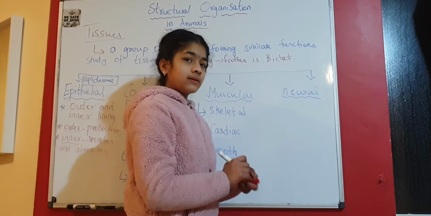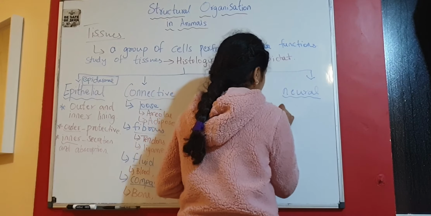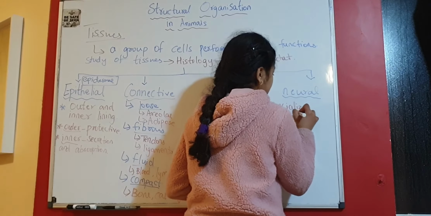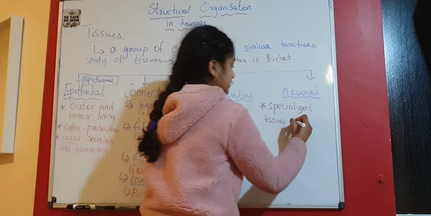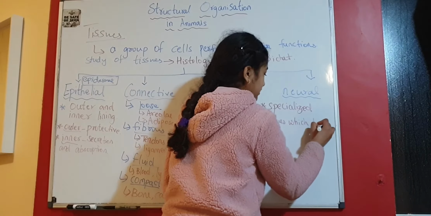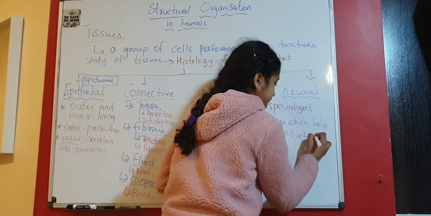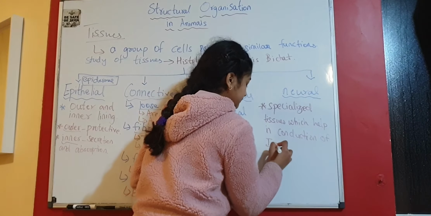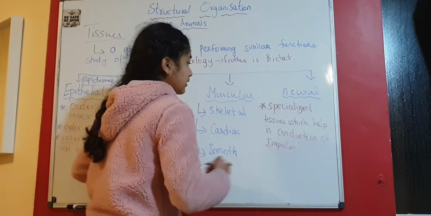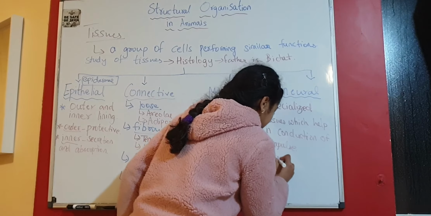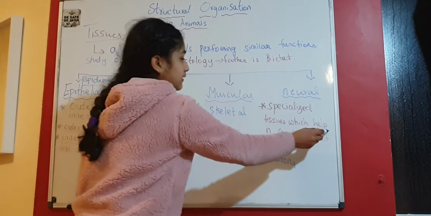Next one is neural or nervous tissue. This neural or nervous tissue is specialized tissue which helps in the conduction of nerve impulses. Here we have two different types of cells. The first one is neurons, which are also called nerve cells, and they help in the conduction of the impulse.